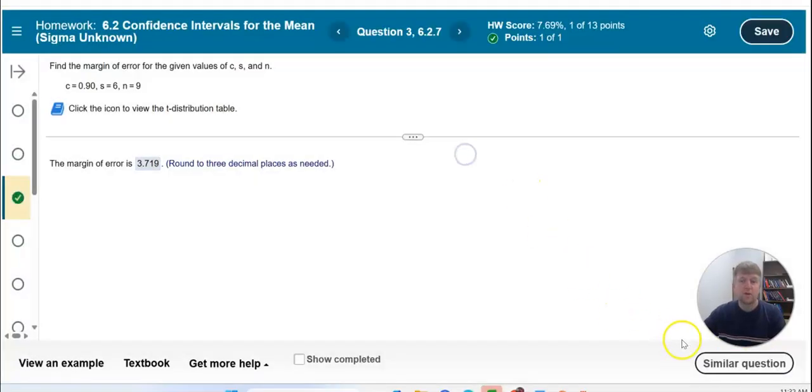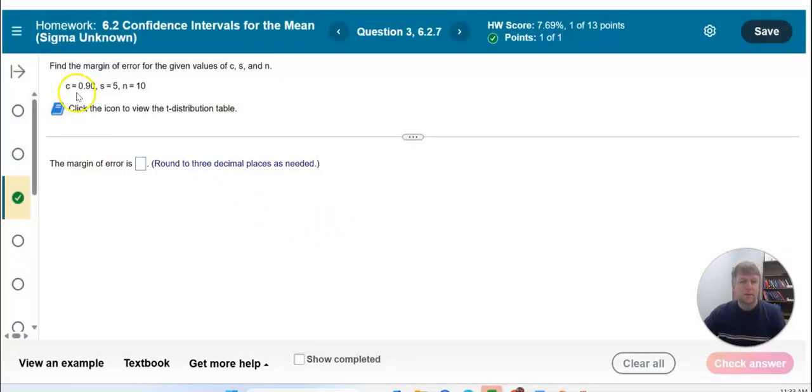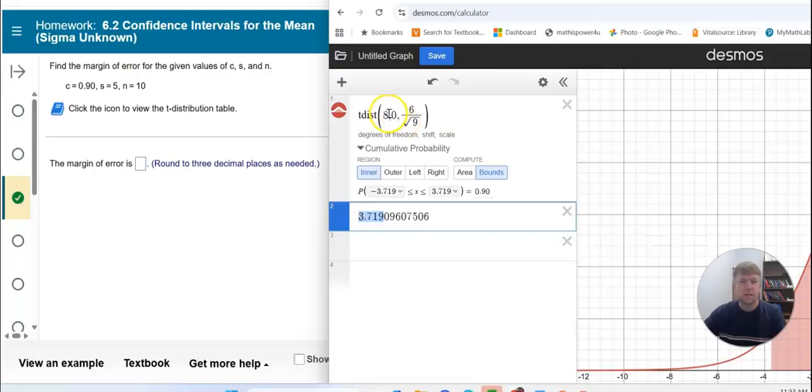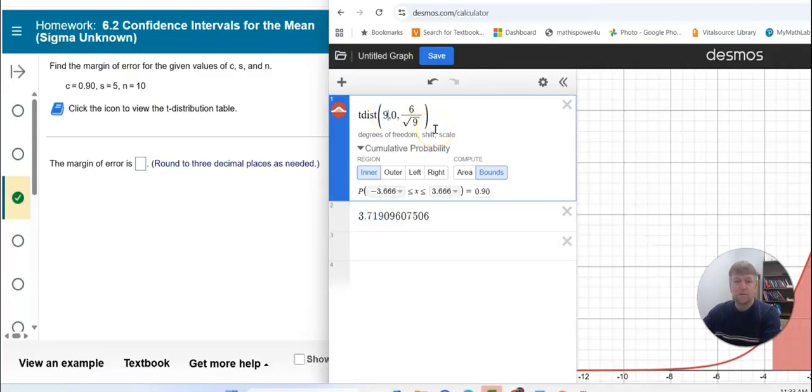All right, let's do another one just to make sure that we got it down. All right, 90, S is 5 now, N is 10. So we got to update our degrees of freedom. So N is 10, so the degrees of freedom is 9. We're going to leave that 0. S is 5. And we're divided by the square root of the sample size, which is 10. Okay, so the number under the radical will always be 1 bigger than this because that's degrees of freedom. This is sample size.